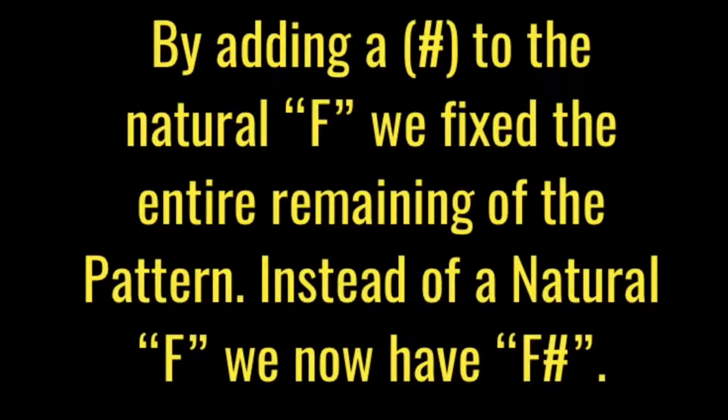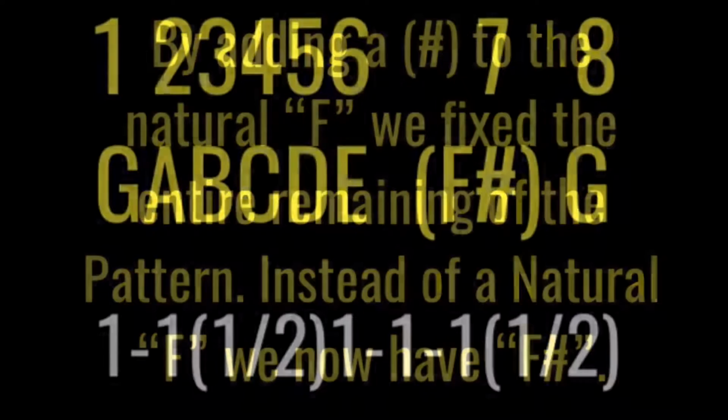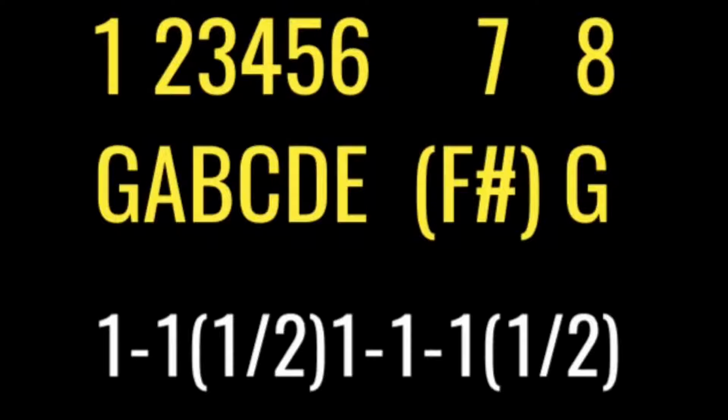So by adding a sharp to the natural F, we fixed the entire remaining part of the pattern. Instead of a natural F, we now have an F sharp. And now that F sharp is just a natural note of the G major scale. So here is the G major scale with its functions and the major scale pattern, all fitting together. Take a good look over it. Pause the video if necessary.